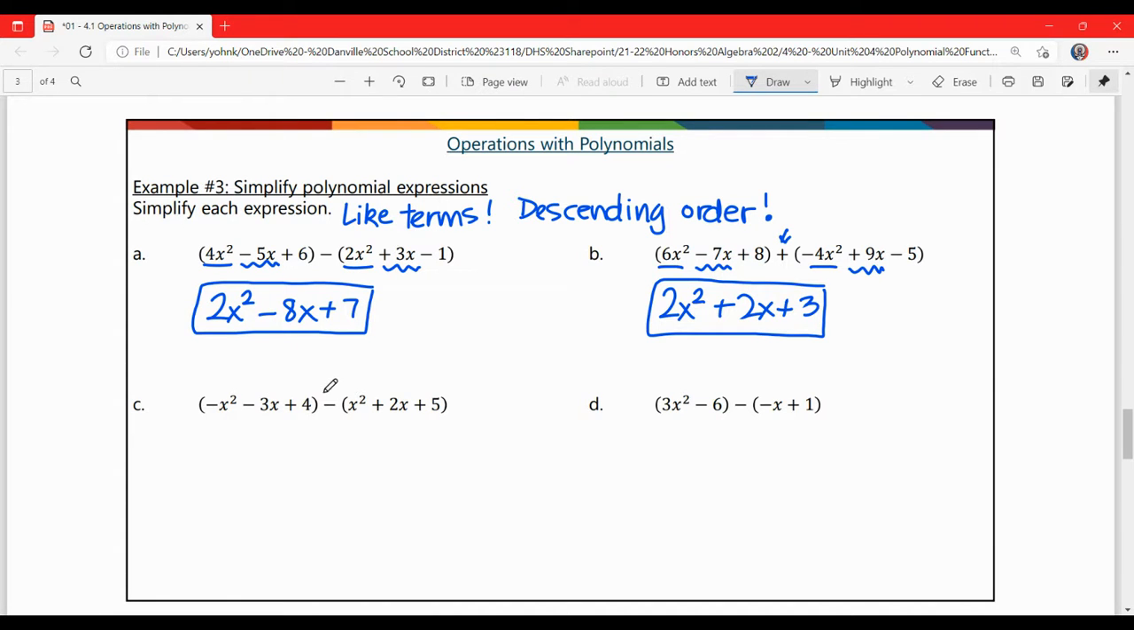Okay, if we look at letter C, we are subtracting. So I've got negative x squared minus x squared. That's negative 2x squared. Then I have negative 3x minus 2x. That's negative 5x. Then I have 4 minus 5. That's a negative 1.